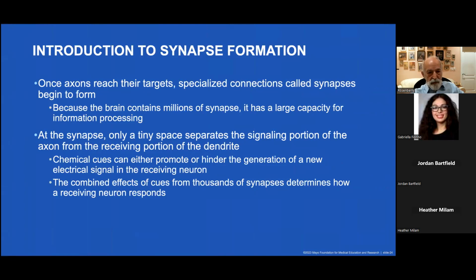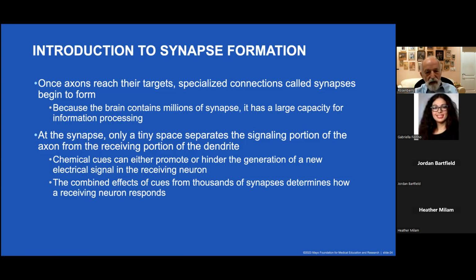Introduction to synapse formation. Once axons reach their targets, specialized connections called synapses begin to form. Because the brain contains millions of neurons, and it contains even more millions of synapses, it has a large capacity for information processing.